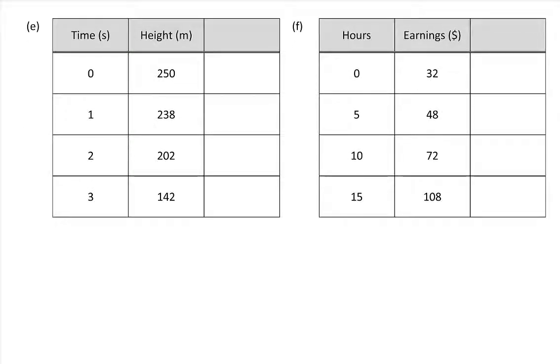And finally, for our table, we want to look for the AROC, so the average rate of change. When we take the first cell, we're going to subtract the two y's, delta y over delta x. So we have 238 minus 250 over 1 minus 0. Using our calculator, we should get an average rate of change of negative 12.